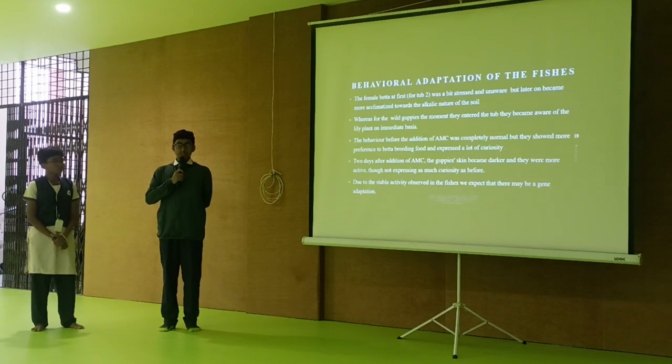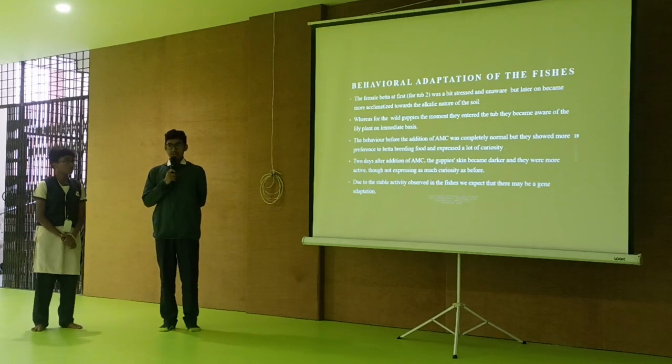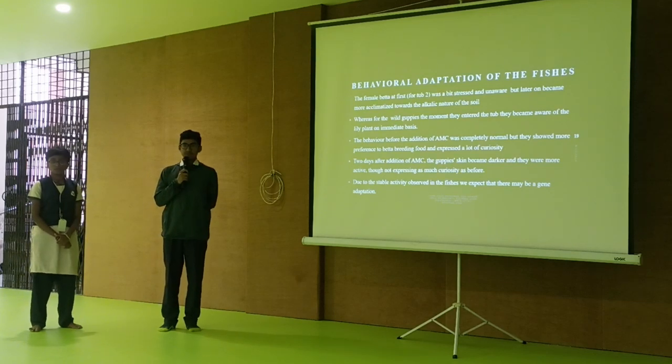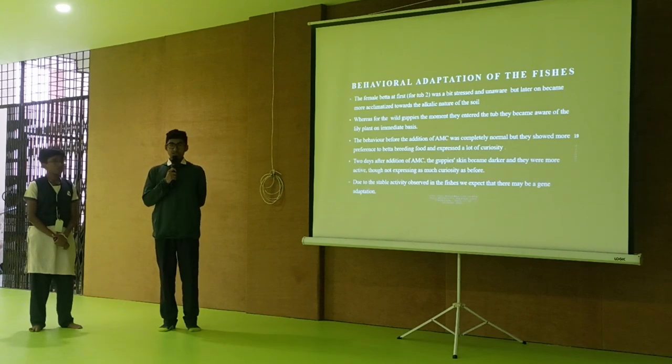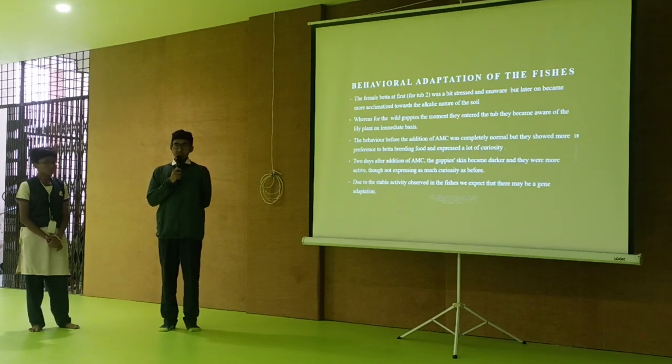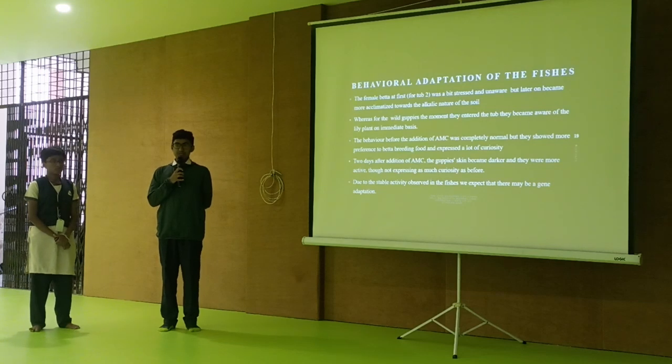In the first tub, we had put wild guppies. Now the wild guppies, of course, are resistant to almost every kind of ecosystem, so that's why they didn't have any problem growing. Side by side, we were also trying to breed beta fishes.